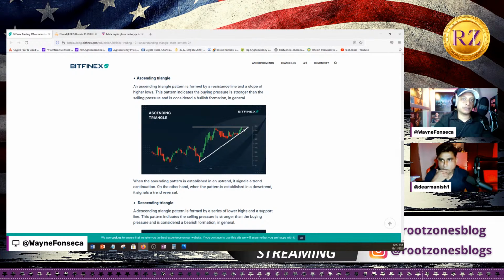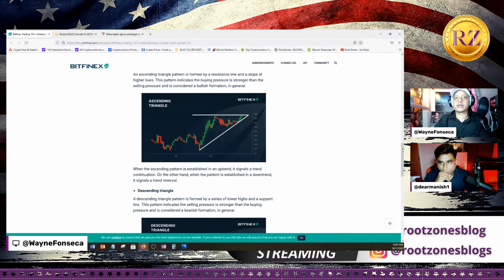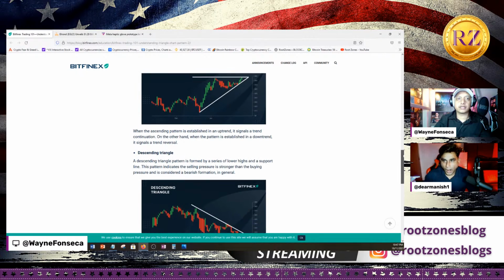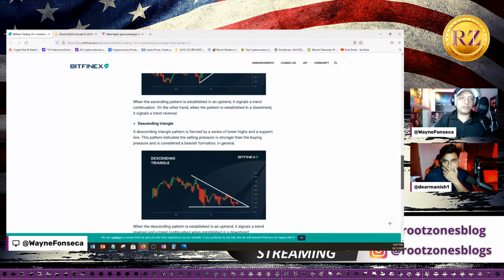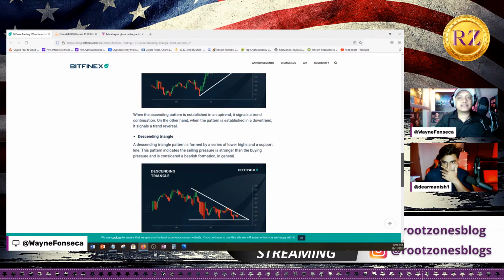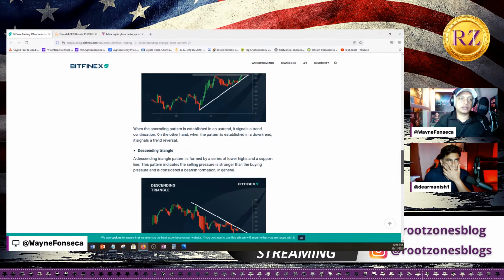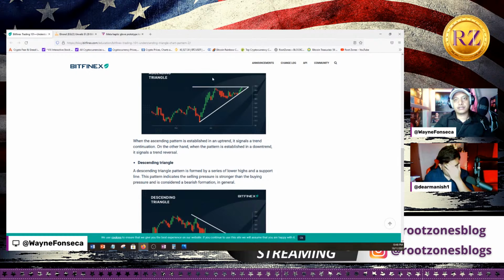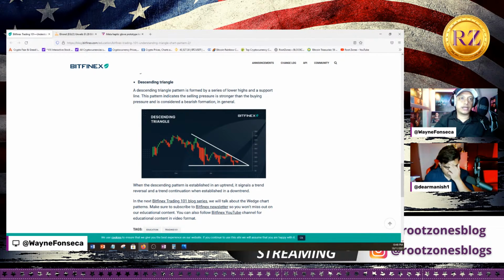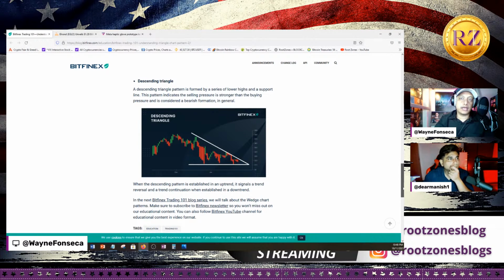Of course, sometimes it could maybe drop down a bit. It might move up, and then it will have a nice bounce up. So mostly on this uptrend, we can see that it will be bullish. Now, when the ascending pattern is established in an uptrend, it signals a trend continuation. So that's why we use the MACD, because with MACD we want to see the momentum of buyers and sellers. On the other hand, when the pattern is established in a downtrend, it signals a reverse trend. So it's a reversal.